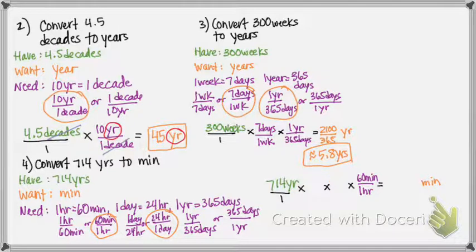Oops, sorry, wrong color. Gotta get my new color. So hours on top, days on the bottom. Okay, then I need to get rid of the years and the days. So years need to go on the bottom, days need to go on the top. So that would be this one. So I would have 365 days over 1 year. And so look what's happening. Years cancels with years, days with days, hours with hours, and I'm left with minutes, which is exactly what I want.